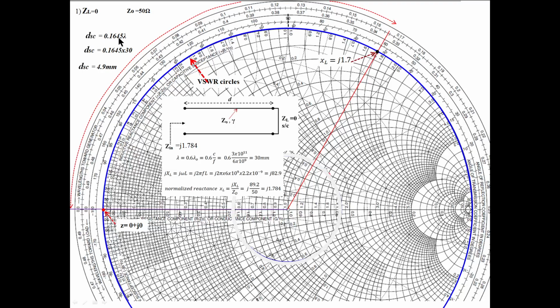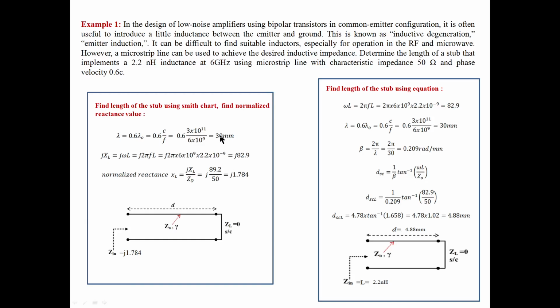To get the actual distance, you should multiply this value by lambda. What is the value of lambda? 30 mm. For this particular problem, we got 30 mm.